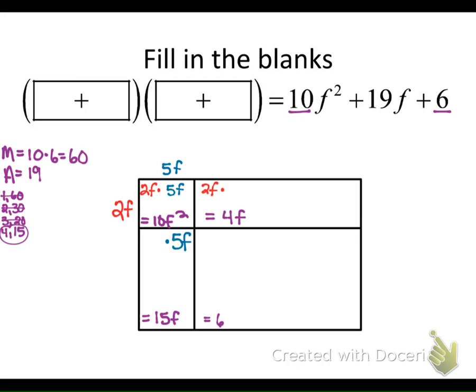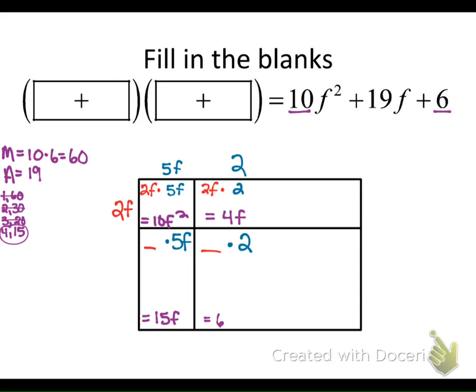Okay, so now I come to my second width. 2f times what gets me to 4f? 2. So that's my width of my second rectangle. If that's my width up here, it's also my width down there. Just 2. So now I have my top. My top's all filled out, right? Yep. So I come to my bottom.